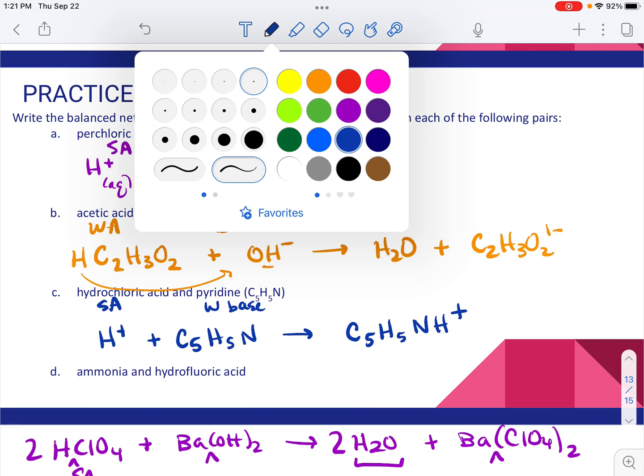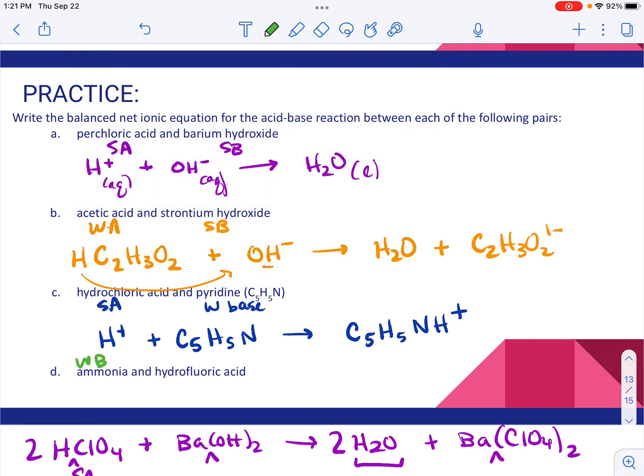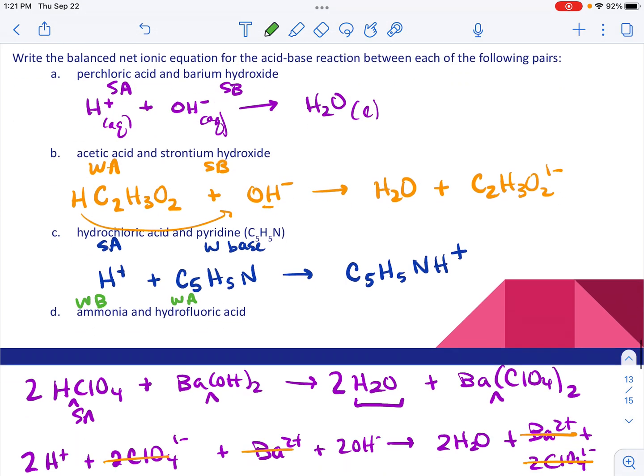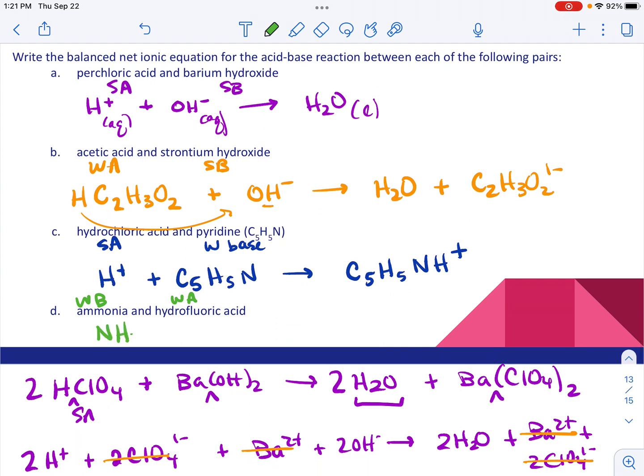And finally, ammonia, which is a weak base, and hydrofluoric acid, which is a weak acid, means they both go in with their complete formulas, NH3 and HF. And now because they're both weak, I need a two-way arrow. I have to picture the hydrogen transferring from the acid to the base, so that will give me NH4 plus and F minus. Because ammonium fluoride is soluble, they don't stick together. So all of these would be aq, even the molecules.